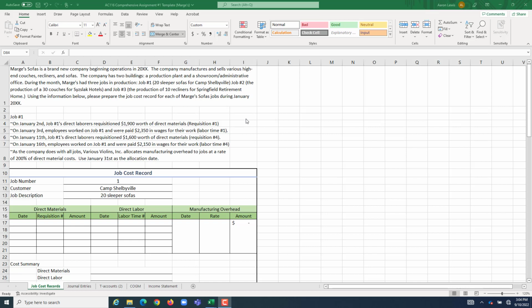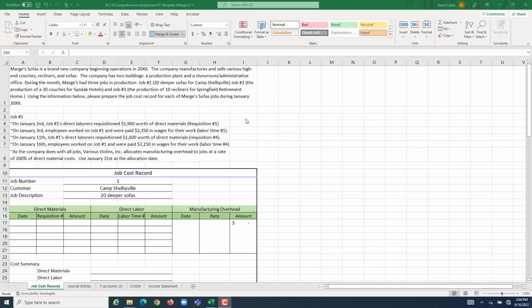First step that we're going to have to do is go through, look at all of our requisitions and our labor time tickets and figure out what direct costs, materials, and labor we have to assign to each one of these jobs, what amount of overhead we're going to have to assign to each one of these jobs based upon our predetermined allocation rate, and ultimately what was the cost of each job.